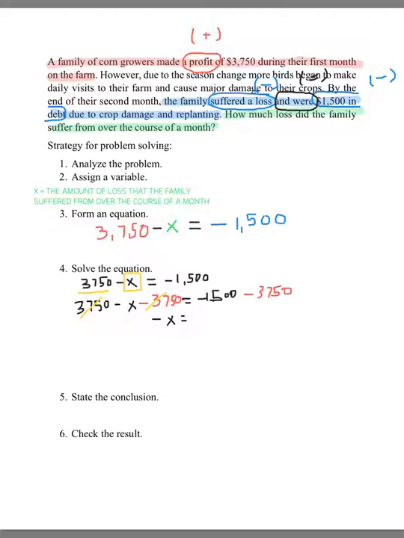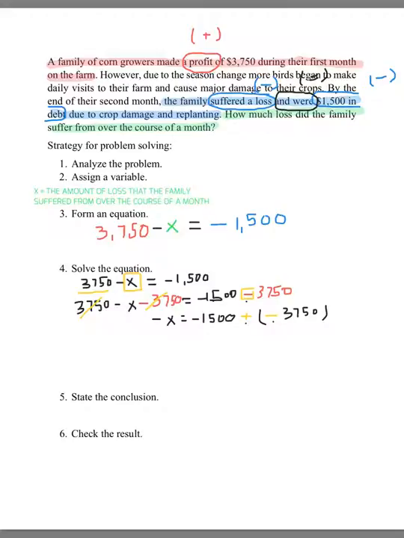Now on the right hand side we have negative 1,500 minus 3,750. We can rewrite this as the following. So we'll have minus 1,500, and we're going to change that subtraction sign into plus a negative 3,750. So keep in mind that this subtraction up here is the same thing as adding a negative quantity. So that's going to be our equation.